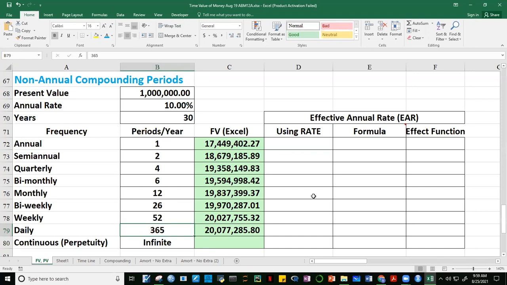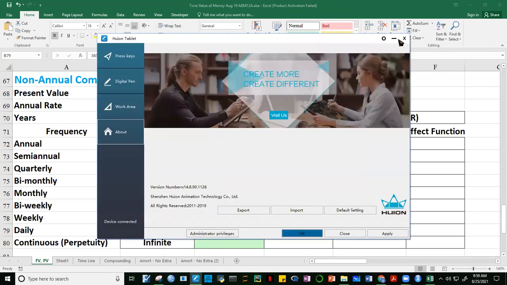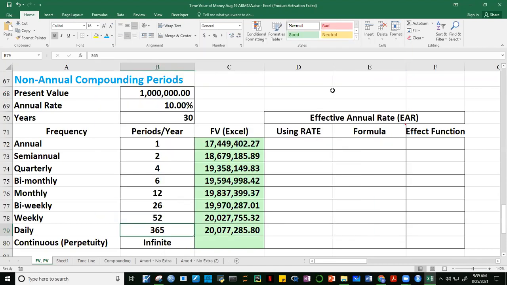Then how about this? For infinite, guys, what formula is that? How do we compute for infinite compounding? Any idea, guys? If it's infinite compounding, let me just show you the formula.